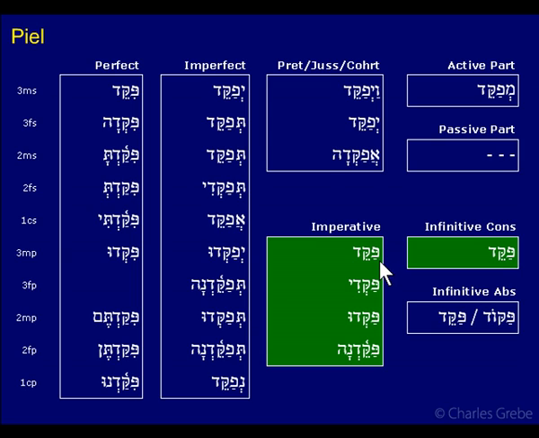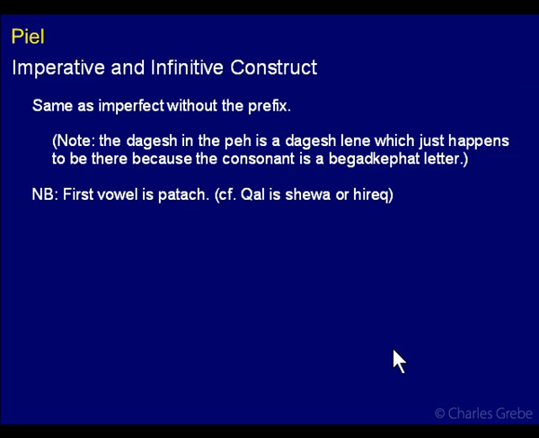Okay. So if you look at this one here, 2fs, you take off the t, this is the feminine form, you get fakadi, but of course because it starts a new syllable and there's no vowel preceding it, you get pakadi. And likewise here for the 2mp, you knock this off and you get pakadu, and tifakadna becomes pakadna. So that's how you build these things. So they're the same as the imperfect without the prefix, and here I'm just saying that the dagesh in the imperative is a dagesh lene, which I already said.